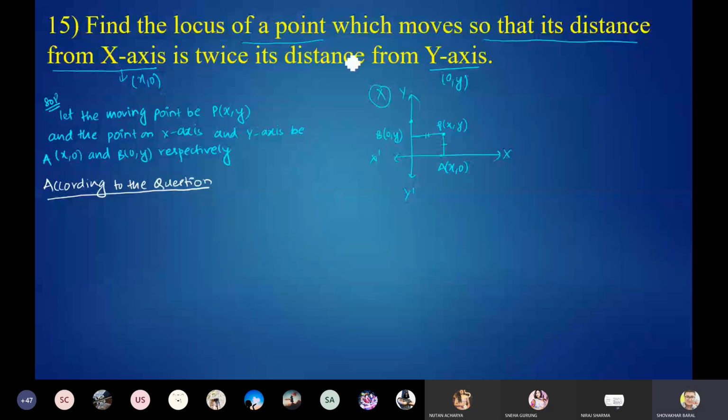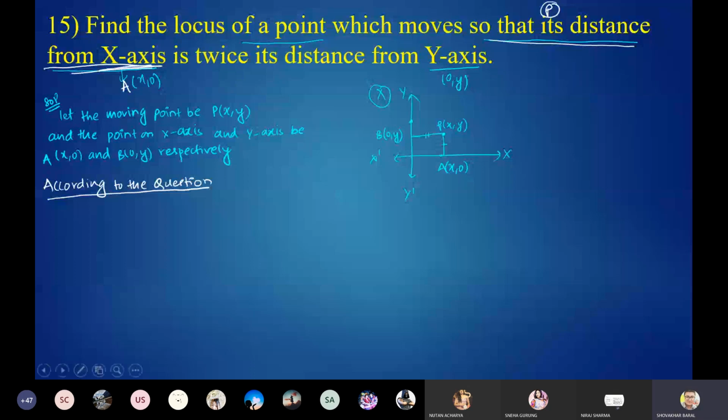please read the question carefully, okay? So that its distance from x-axis, it means the point moves in such a way that its distance from x-axis means PA, okay? Distance from x-axis, because this point is A, so PA.